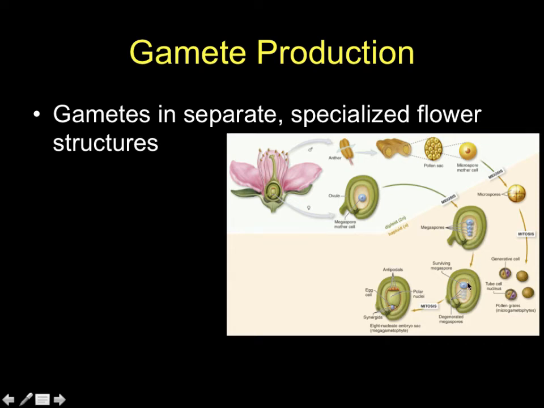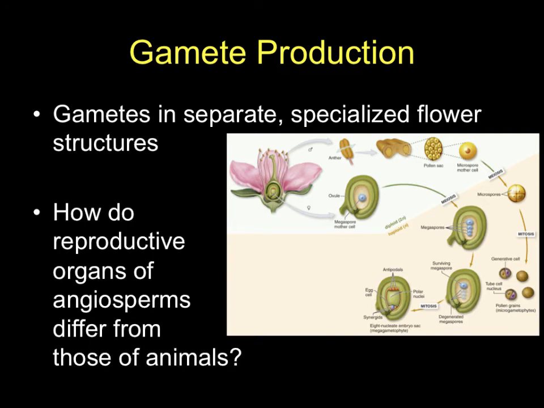So this one survives, and then it goes through mitosis as well, just like our cell up here went through mitosis. This cell goes through mitosis, and it's going to produce a grand total of 7 cells that contain 8 nuclei. And that structure that contains the 7 cells with 8 nuclei is also called the embryo sac and also serves as the female gametophyte.